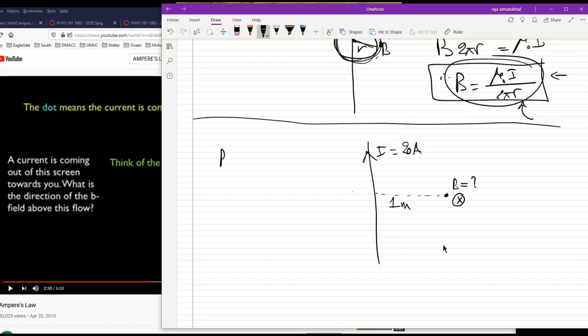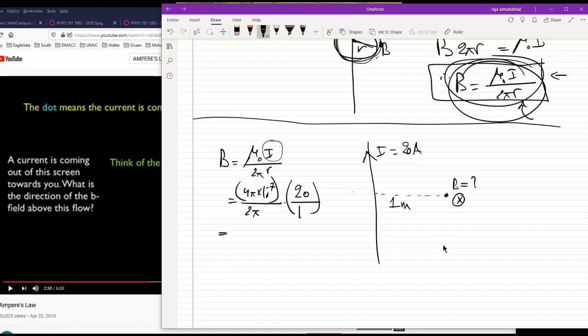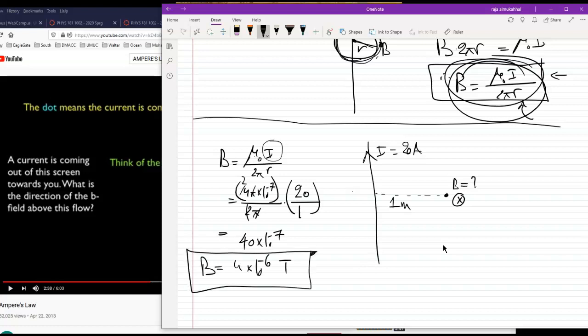So basically B equals mu naught I over 2 pi r. Plug it in. Mu naught is 4 pi times 10 to the negative 7, over 2 pi, times I, which is 20 amp, over 1. So the pi cancels out, and with the 2 here it becomes 40 times 10 to the negative 7, or 4 times 10 to the negative 6 Tesla. As you can see, it's small, but it's there. You got it? Simple? Okay.